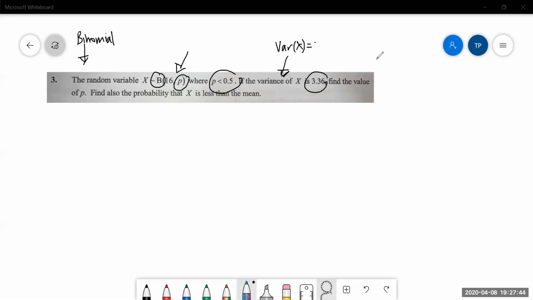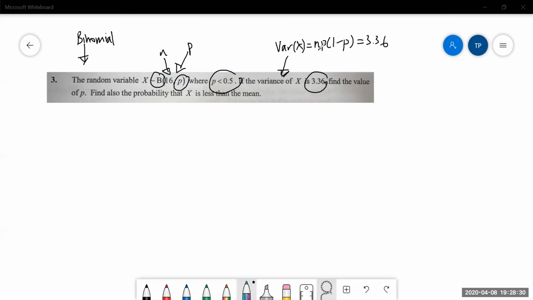So now we are on a binomial distribution question. Over here we have x following a binomial distribution with parameters 16 and p. This is our n and this is our probability of success, which is p, and p is less than 0.5. If the variance of x is 3.36, since we identified this as a binomial distribution question, what's the formula for variance of x? The variance is equal to np times (1 minus p), perfect. So this equals 3.36.